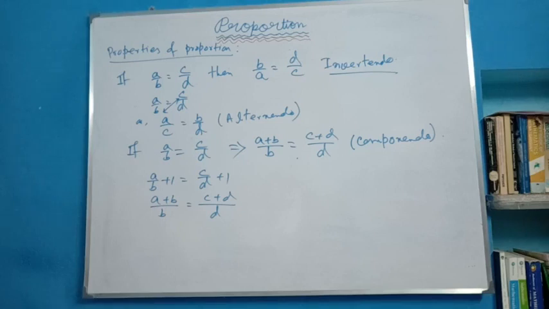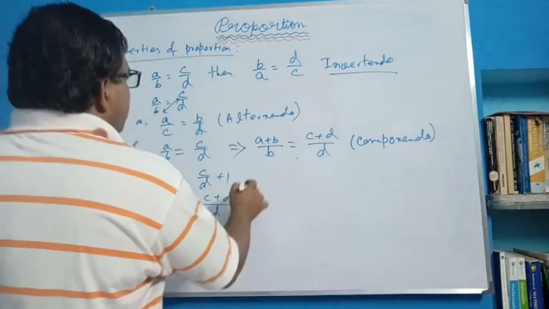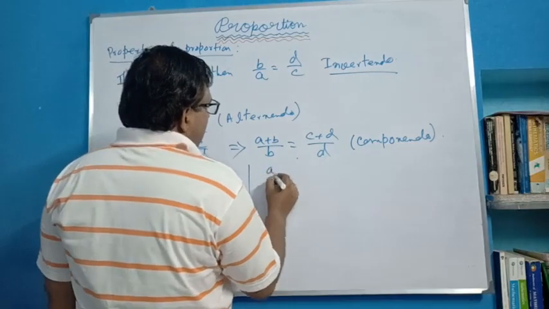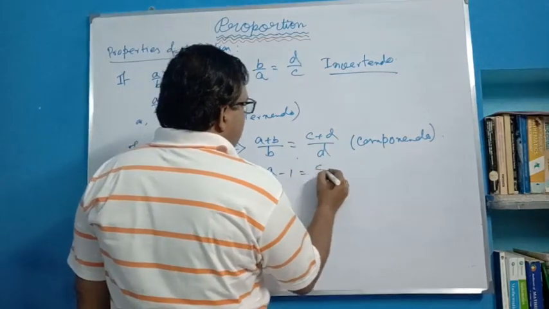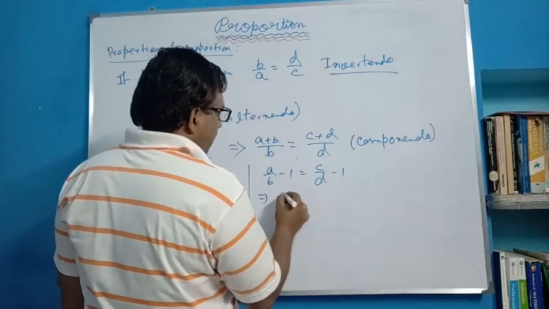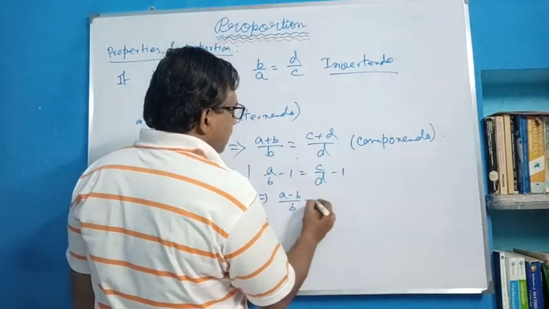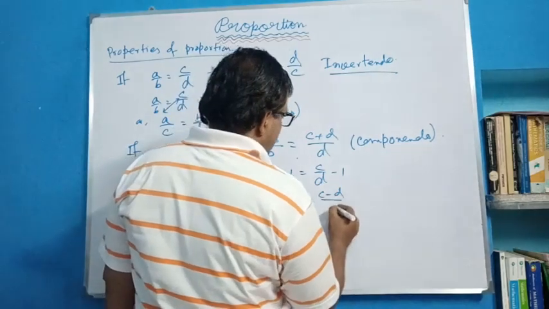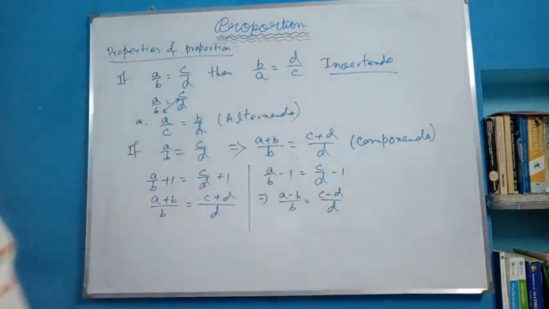If we subtract 1 from each side, then no problem at all again. If we subtract 1 from both sides, that means A by B minus 1 is equal to C by D minus 1, which implies A minus B by B is equal to C minus D by D. Just subtract these two.